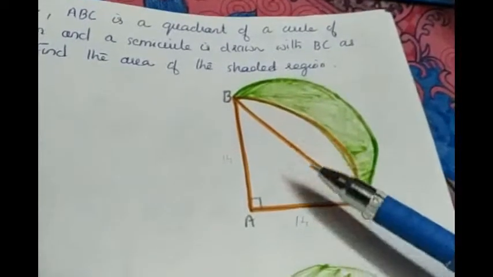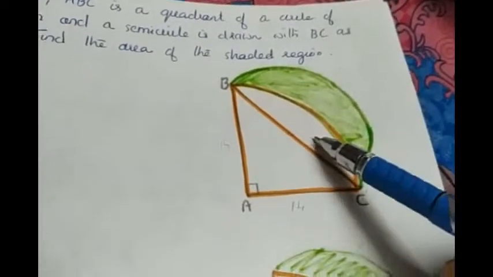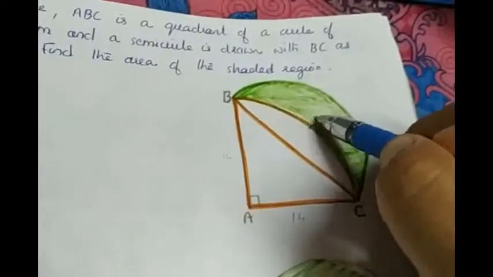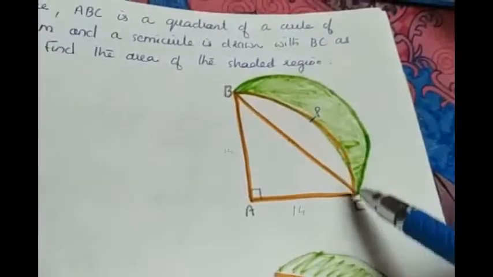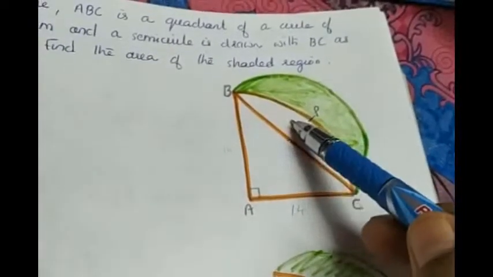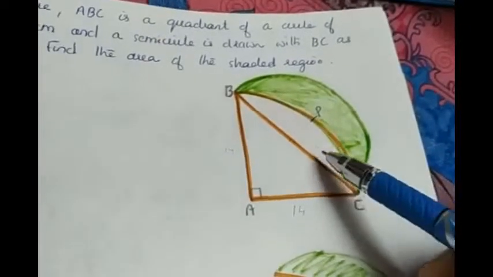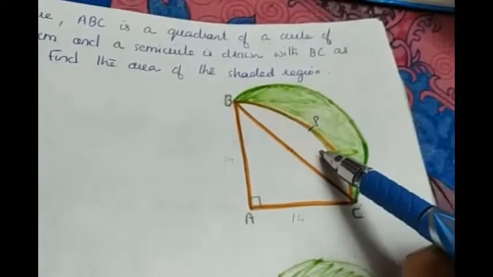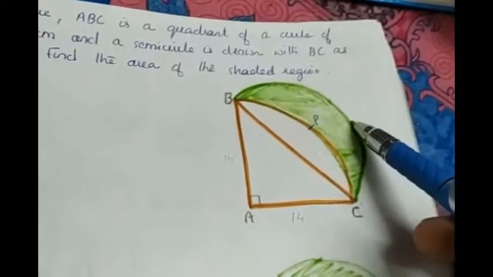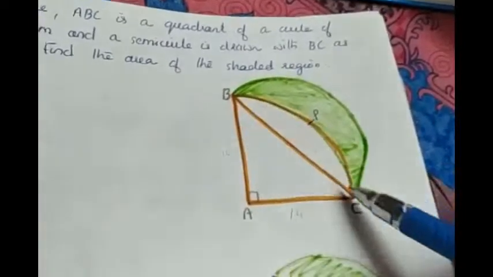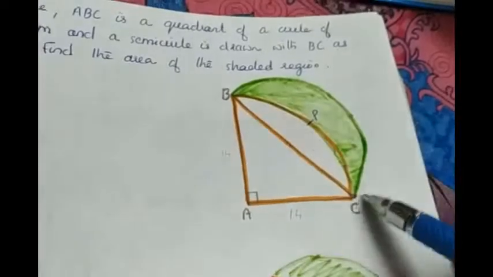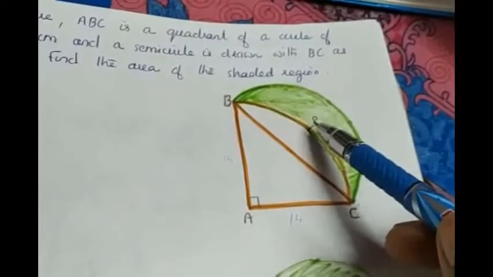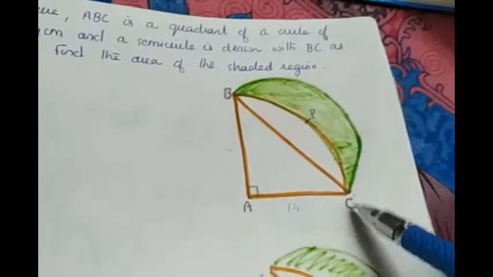The area of the unshaded region with respect to the full figure is actually a segment. Isn't it? This unshaded region, if I point a point as P, BPC is a segment. So to find the area of the shaded region, from the area of the semicircle, I should subtract the area of the segment. For the area of the semicircle, what will be the diameter? Diameter is BC and its half will be the radius of the bigger circle. And to find the area of the segment, there also I need a radius. That radius will be AC, which is 14.